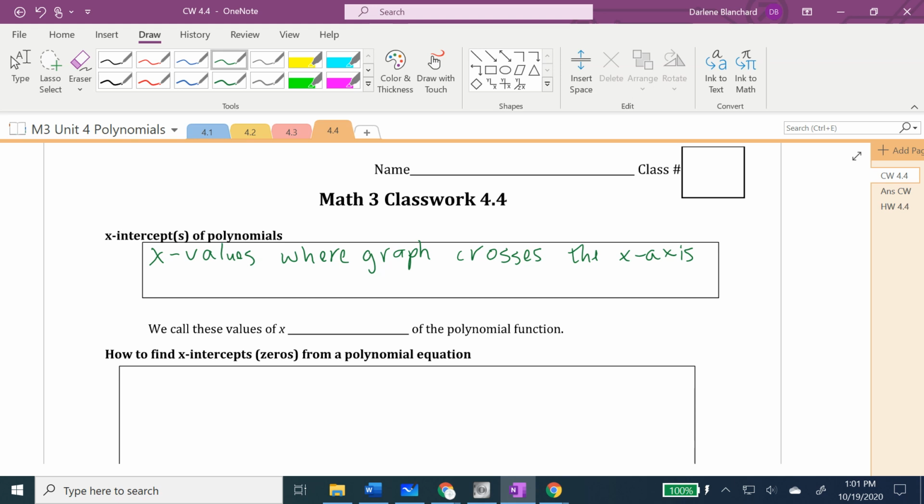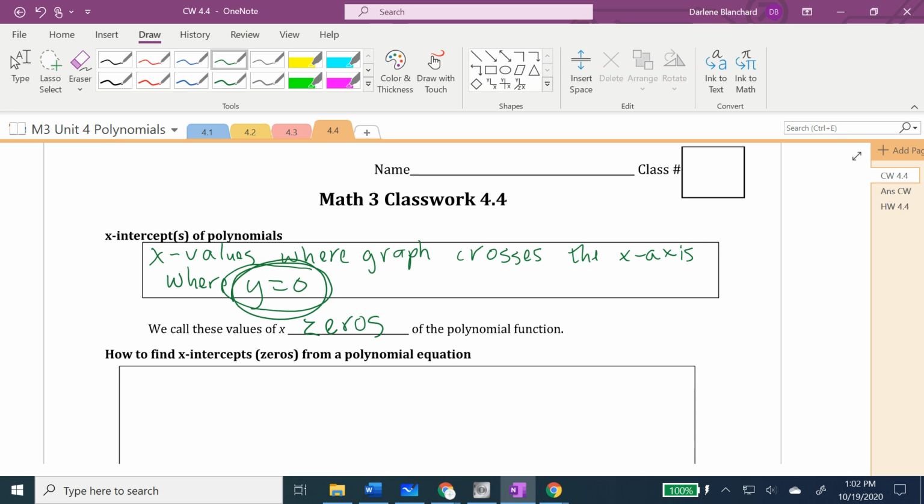And then also it's a point where y is equal to 0. And that's the key to finding them, is understanding that they are where y is equal to 0. You've got to know some vocabulary words, and one of them is zeros. X-intercepts are called the zeros of any function, not just a polynomial function, but we say the zeros.